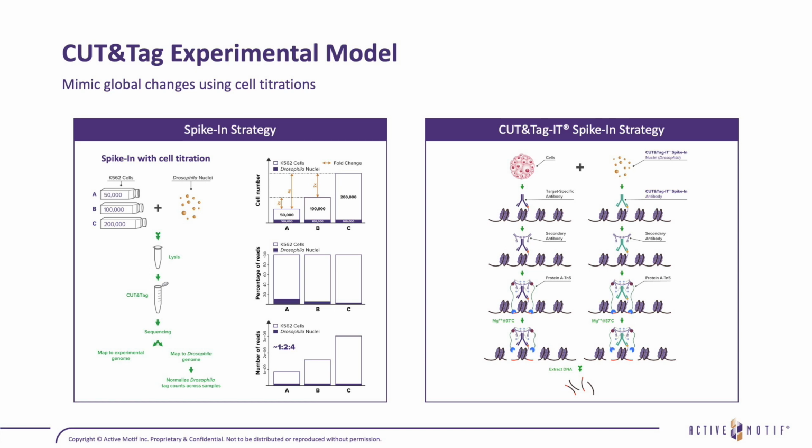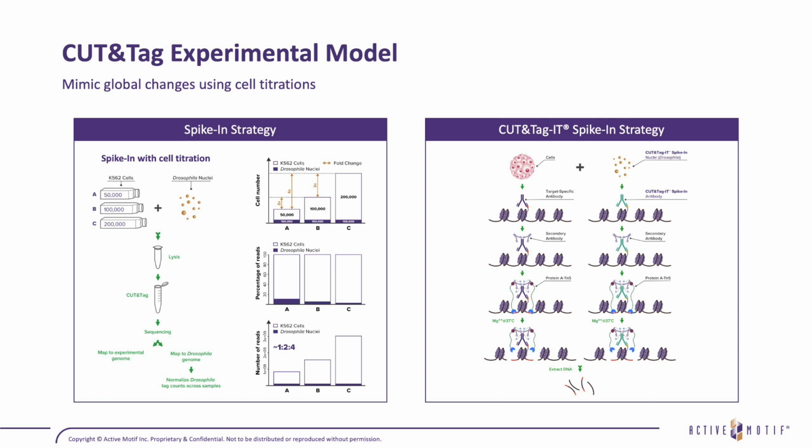And so this is a schematic of our cell titration model. This was actually taken from a 2017 paper that used Drosophila nuclei to normalize RNA-seq data. So the idea is that you start with different numbers of cells and a constant amount of Drosophila nuclei. And that's represented in this graph where you have increased numbers of cells in white and the constant amount of Drosophila represented in purple. And in this case, we used 10,000 Drosophila nuclei.